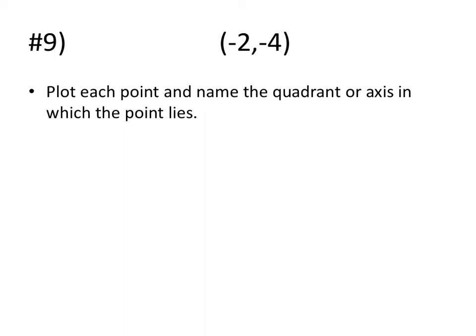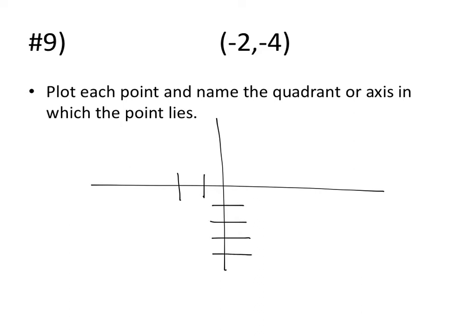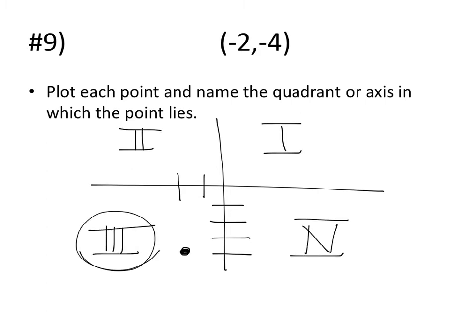Alright. So now I'm going to go (-2, -4). So you go left 2, and then down 4. So you're here. Again, quadrants 1, 2, 3, 4. So you end up in quadrant 3.